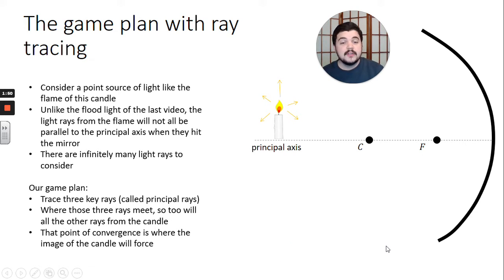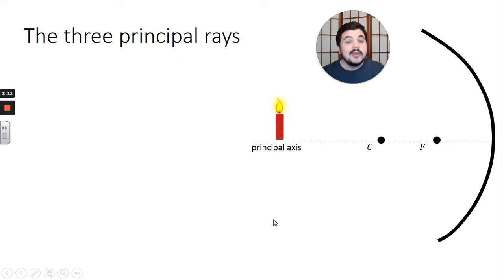So that point of convergence, the point where our 3 principal rays merge, will be where the image of the candle, or the reflection of the candle, is shown. Now, for a plane mirror, the image was behind the mirror. That won't always be the case with these types of spherical mirrors because the light rays converge in front of the mirror. So here's our candle.